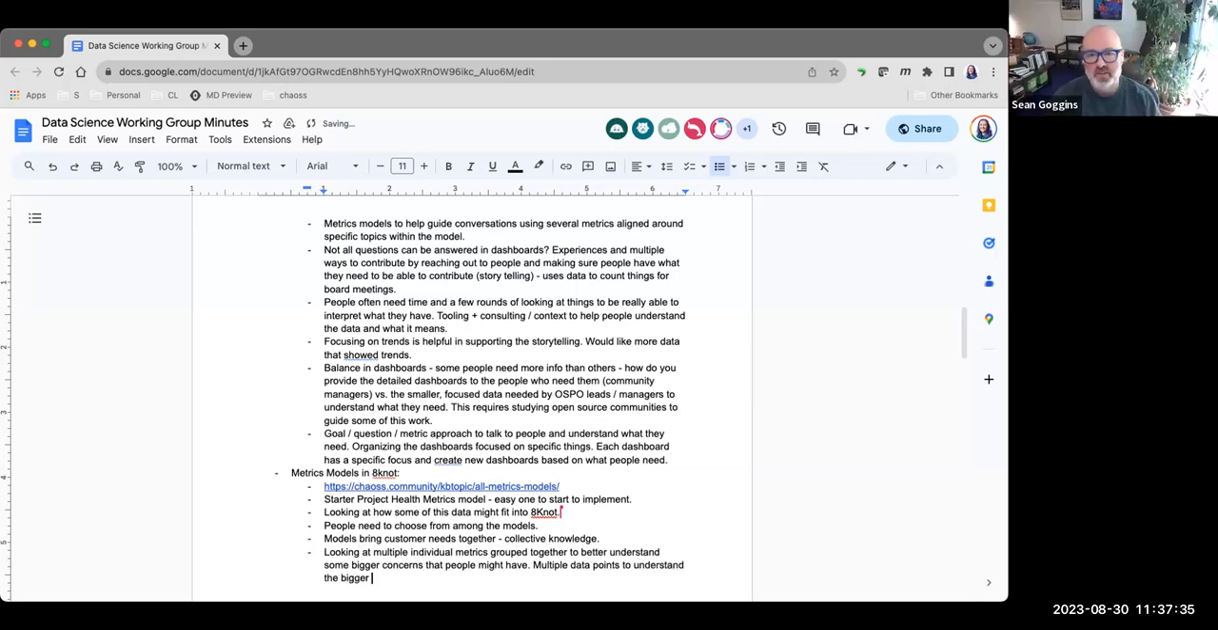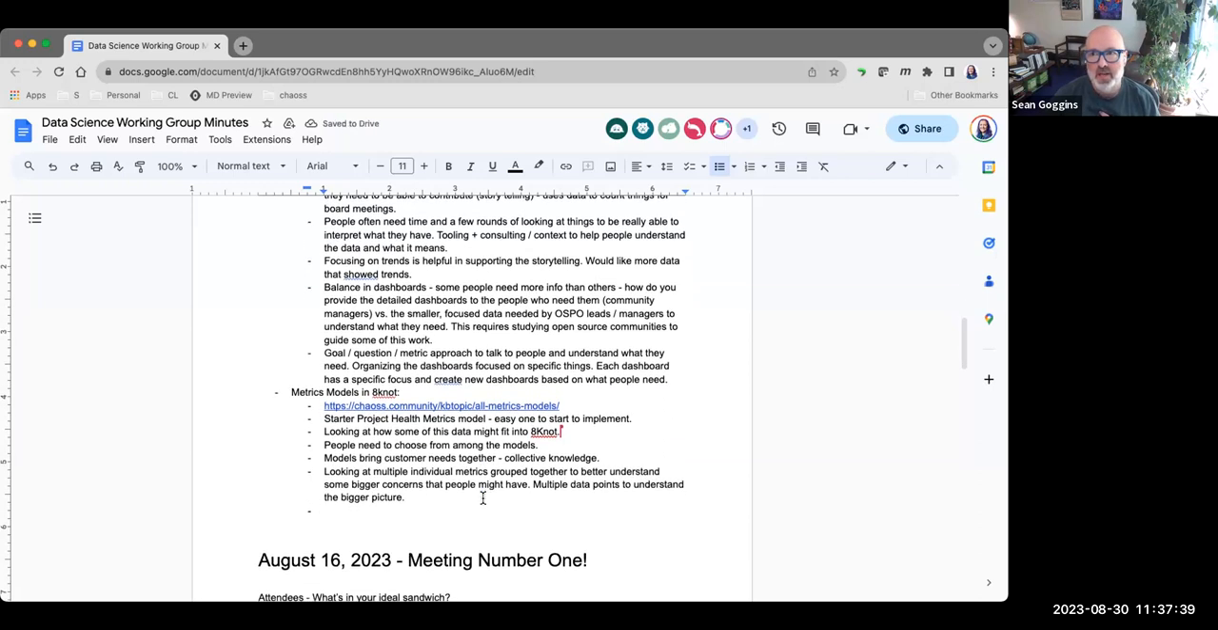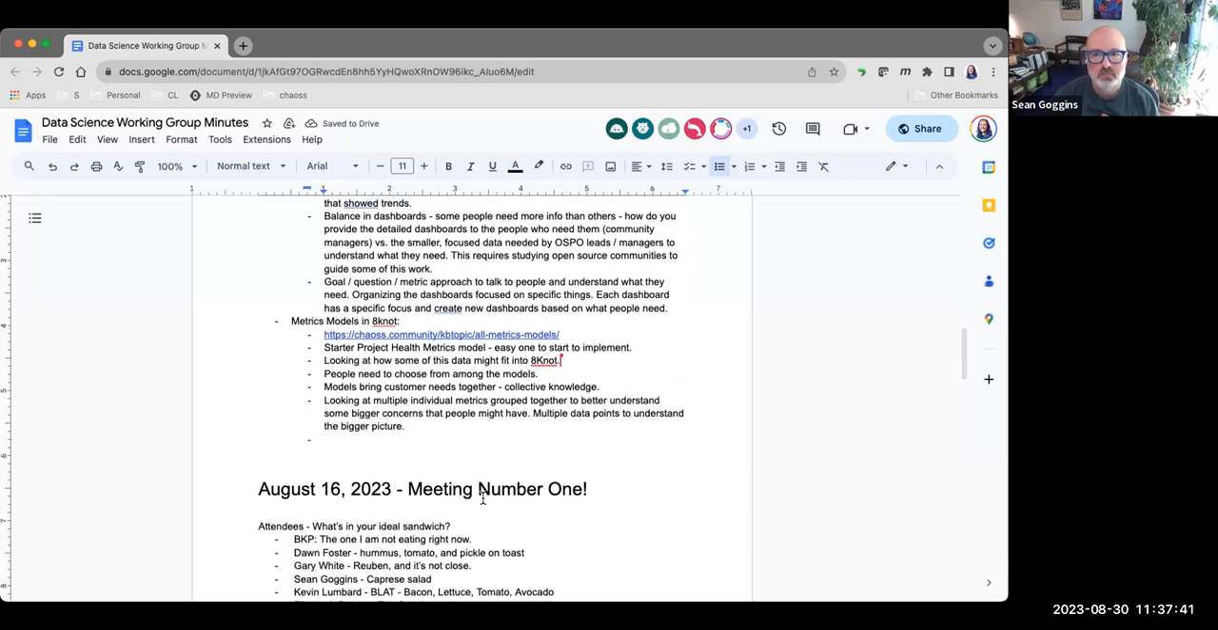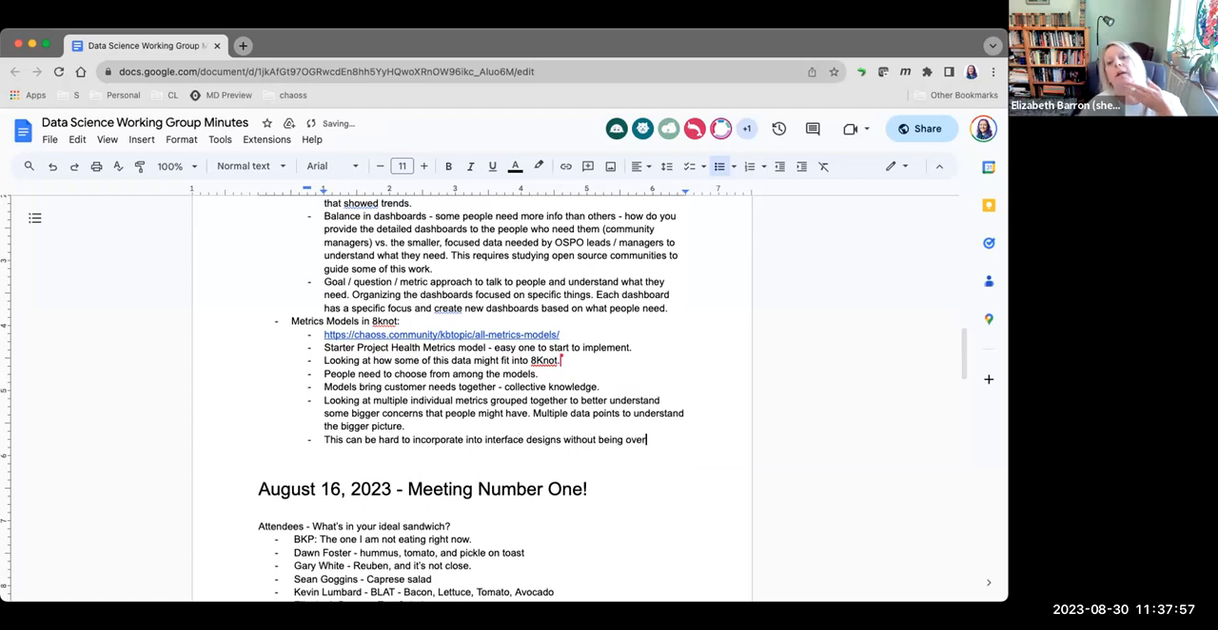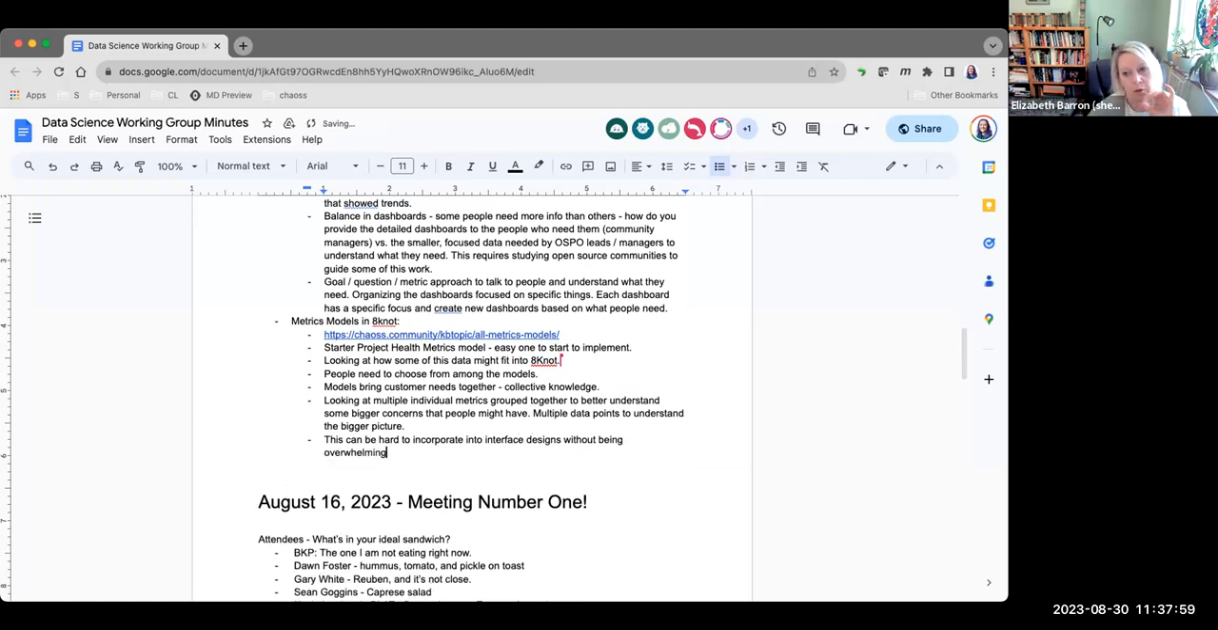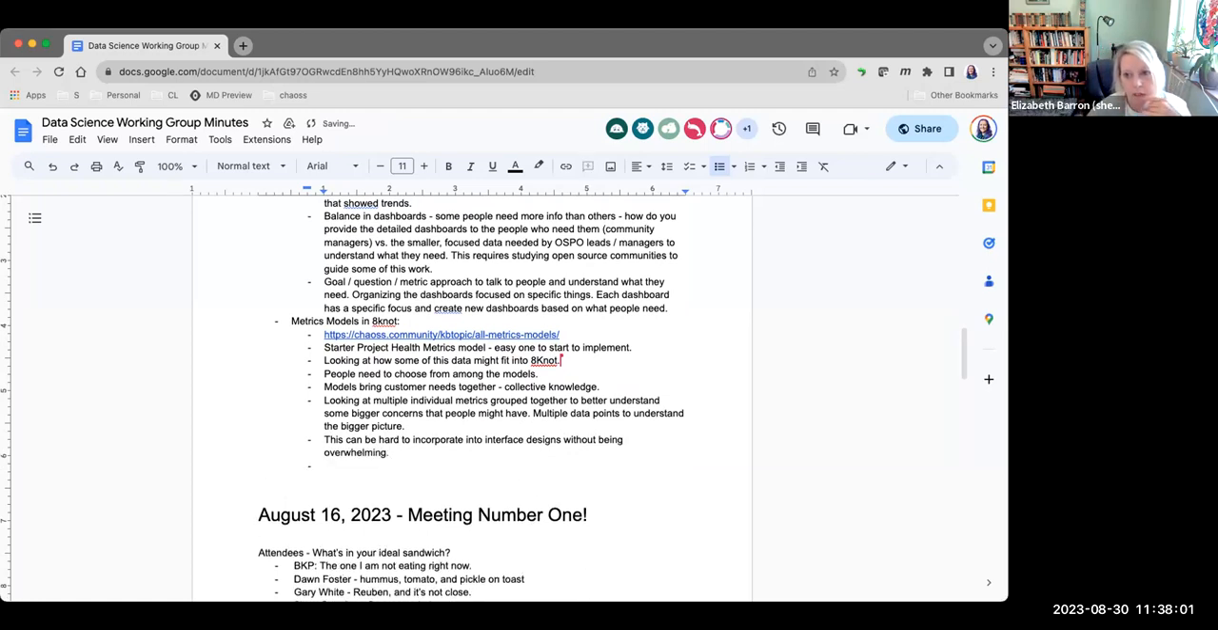I mean, the limitations, I think, are probably interface design for something like 8NOT. If you've got 20 metric models, how do you help people choose them without overwhelming them with 20 dashboards? It's the first thing I think of. It would be great if there's a way to directly tie a dashboard to values for the company or some kind of higher level.